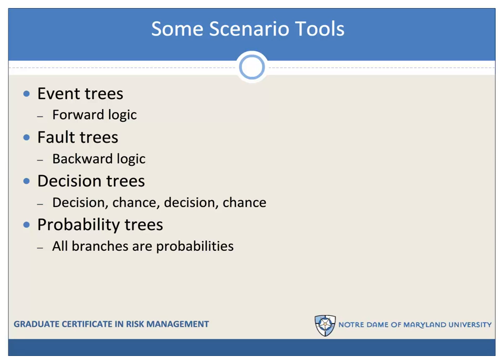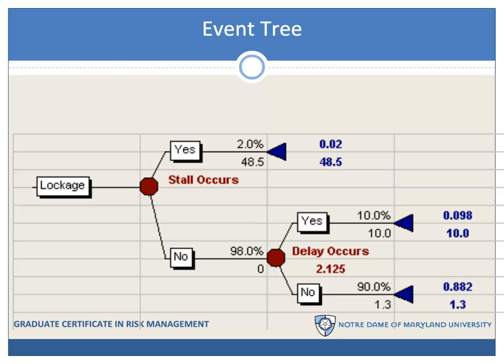Here's a very simple event tree, and this is starting with a lockage. A lockage occurs when a vessel on a river encounters a dam. On one side of the dam, the water is very high. On the other side of the dam, the water is very low. So to navigate between these two elevations of water, the boat pulls into a lock chamber, and water is either pumped out of the lock chamber so it can go from high to low water, or it's pumped in to go from low to high water.